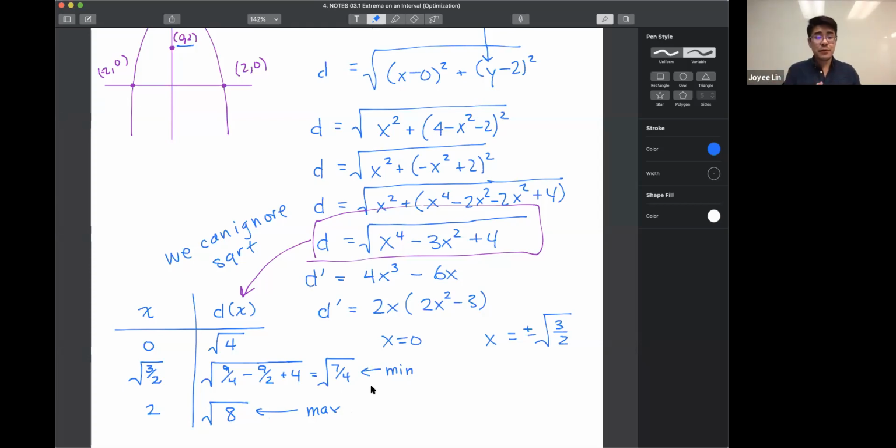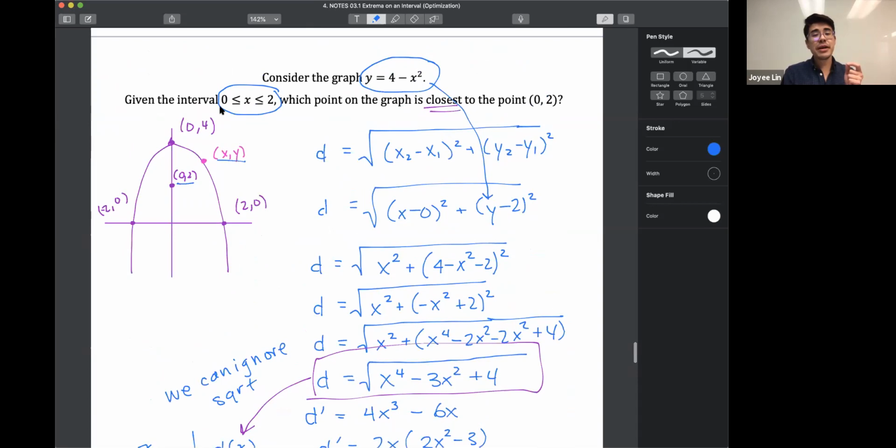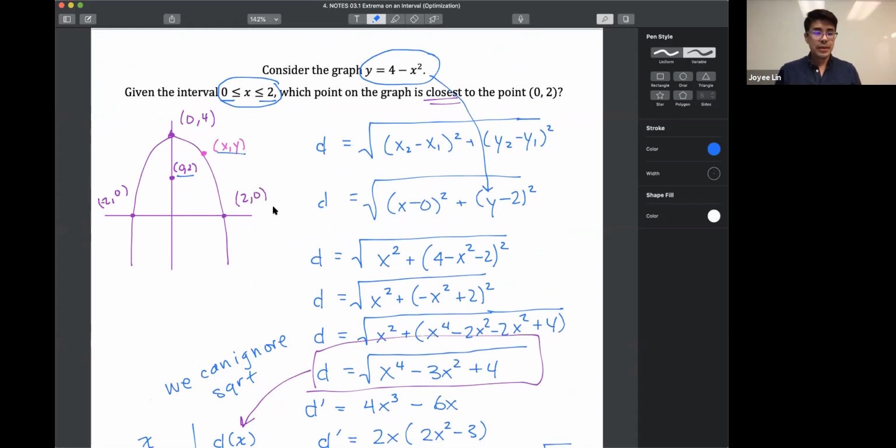So just for a frame of reference, the t-chart or plugging in values are the easiest way of justifying. I got a question, why did I use 2 for the t-chart? I used 2 for the t-chart because my interval was bounded, given at 0 and 2. And one of the ways of testing for absolute maxes and absolute mins is by plugging in all your critical values and your endpoints. Any other questions on this one?